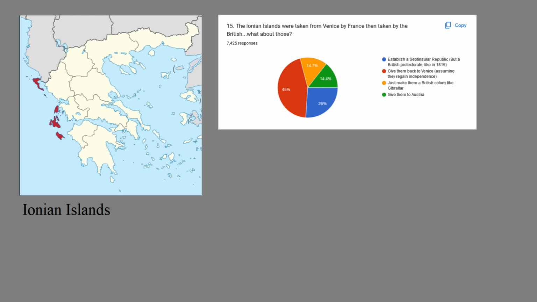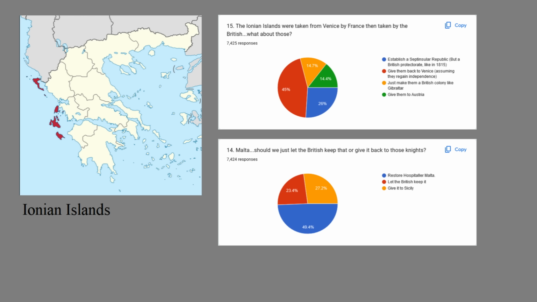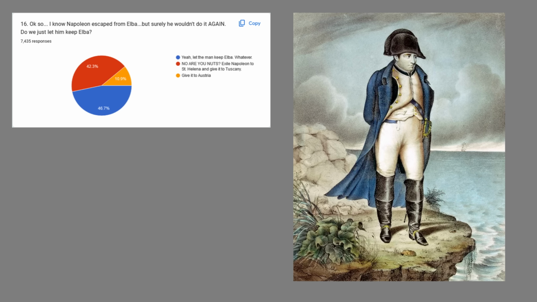Next up for vote were the Ionian Islands, which became a British possession until unified with an independent Greece a few decades later. In this case, you voted to give them back to an independent Venice. You also voted that Hospitaller Malta would be restored instead of it being given back to the British. Perhaps the most insane question on the survey, though, is whether Napoleon is still exiled to St. Helena in the middle of the Atlantic Ocean, or if he's given a second chance at ruling the island of Elba as his personal domain. In the end, you decided to go for it.